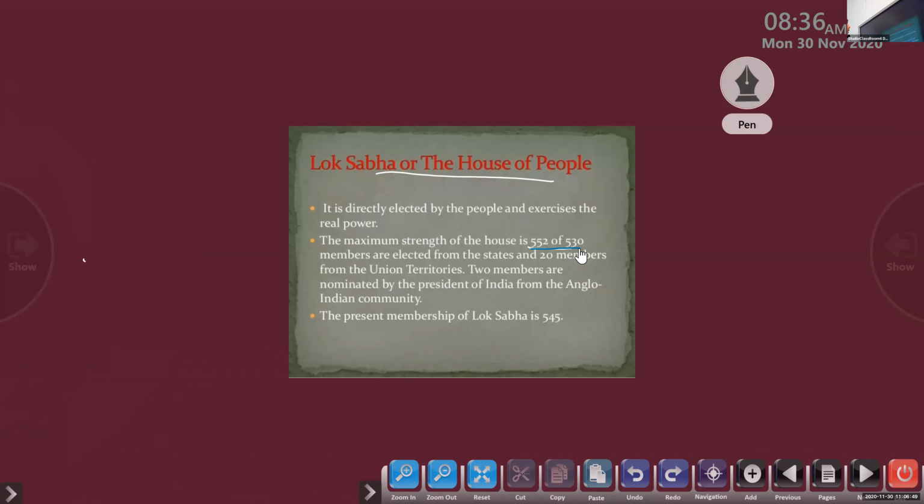Out of that, 530 members are elected from states and 20 members from union territories, and 2 members are nominated by the president from the Anglo-Indian community. But at present, its strength is only 545. Out of this 545, 543 are elected members and 2 are nominated by the president. So remember, the maximum strength of Lok Sabha is 552, but at present it includes only 545 members.